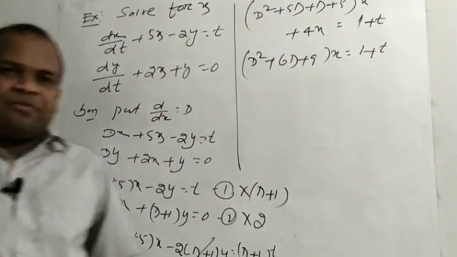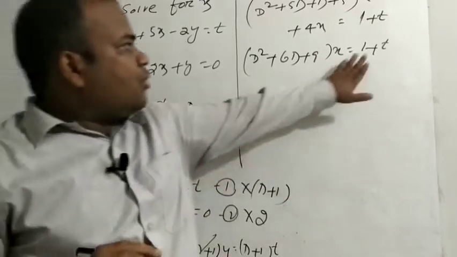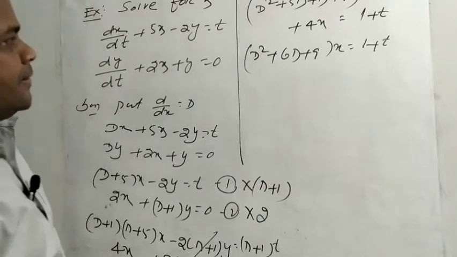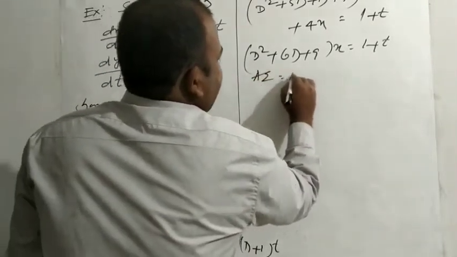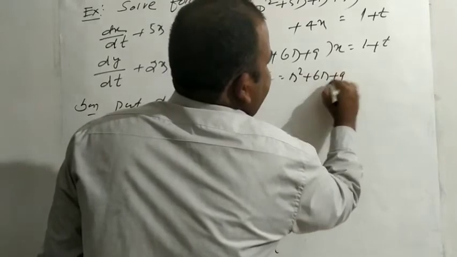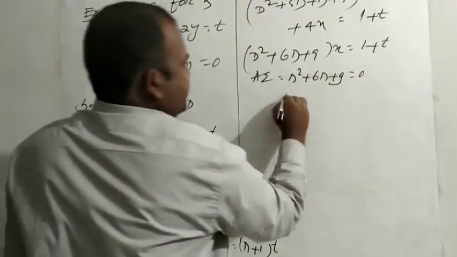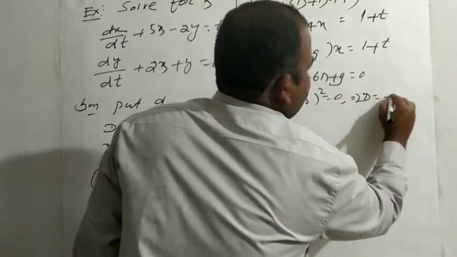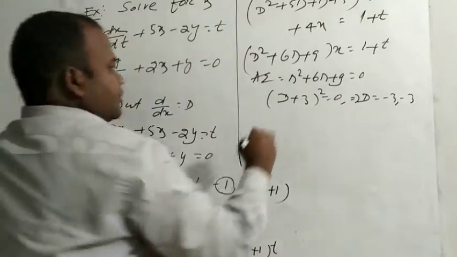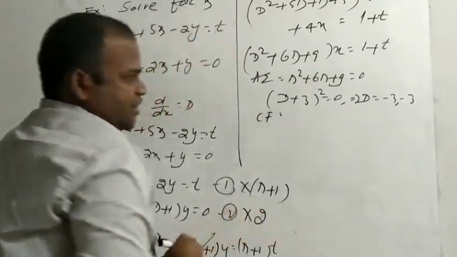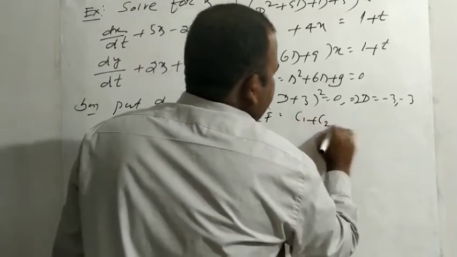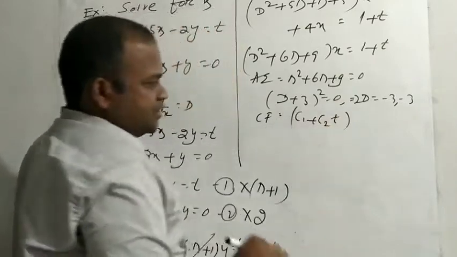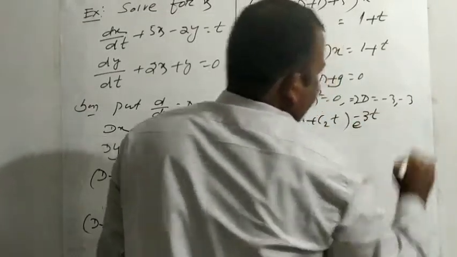Now it is converted into the form of a linear differential equation. So now you will solve for x, which means you will find the complementary function and the particular integral. What is the auxiliary equation? D squared plus 6D plus 9 equals 0. So this is (D+3) whole squared equals 0, which means D equals minus 3, minus 3. So what is the CF? CF equals (C1 plus C2 t) e raised to minus 3t.